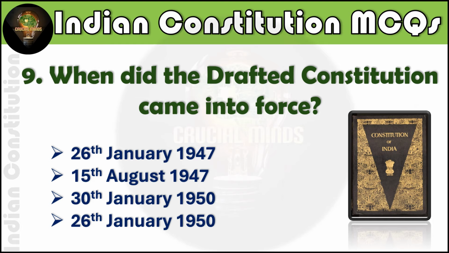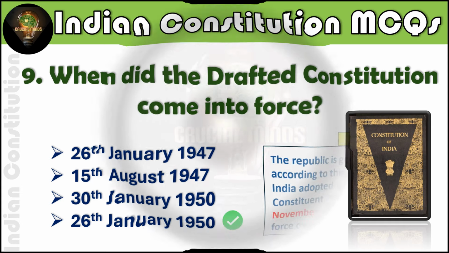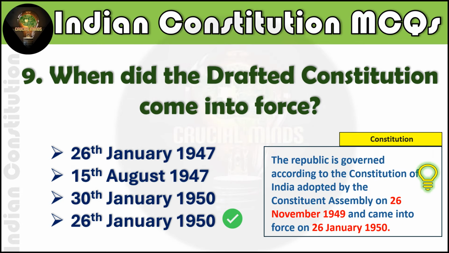Question number 9. When did the drafted Constitution come into force? The answer is January 26, 1950. Explanation: the Republic is governed according to the Constitution of India adopted by the Constituent Assembly on November 26, 1949 and came into force on January 26, 1950.